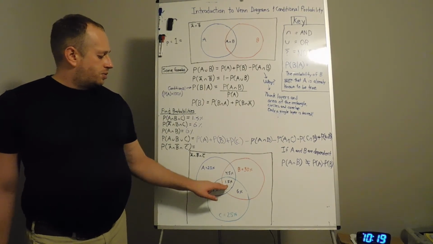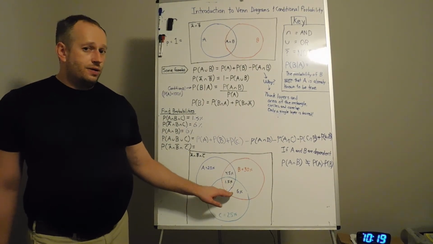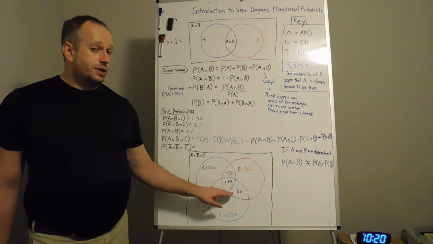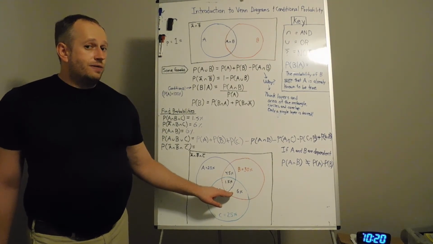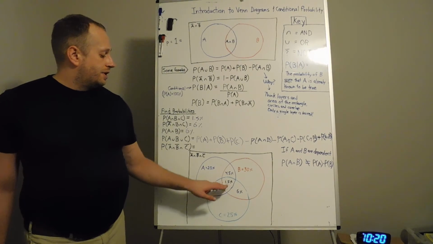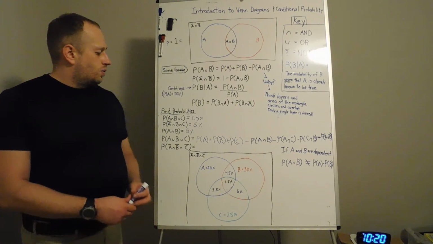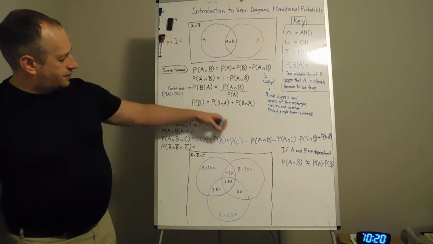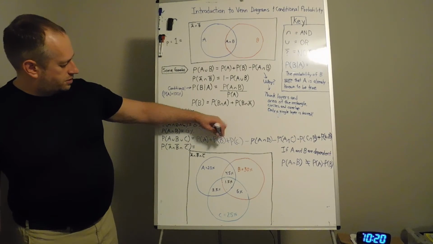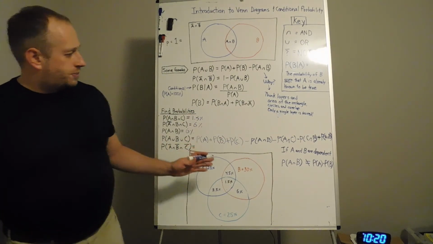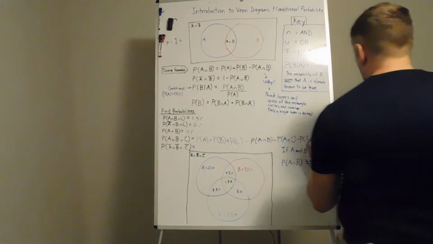Subtract 6 and 1.5, which is 7.5. Subtract 7.5 from 64, and we get 56.5. Now we've got to add 1.5 to 56.5, and that's 58. So we should get 58% for the total area of these. I ran out of space here, so we'll just put 58 right here.